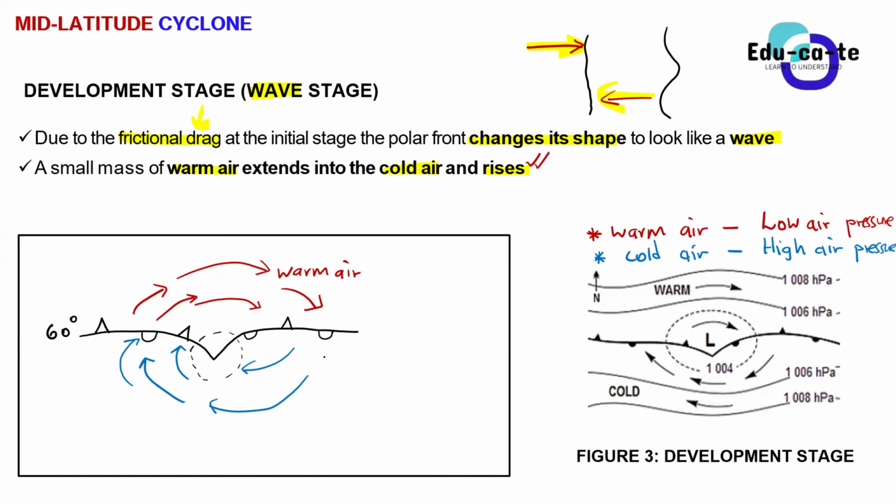For now, don't bother yourself with what they are. We are still going to do them properly. But when you see your polar front starting to have these triangles and these arcs, these triangles and these arcs, just know that it's a development stage.